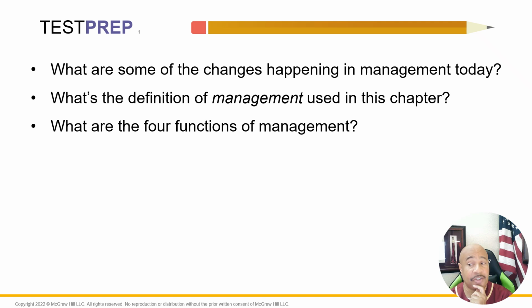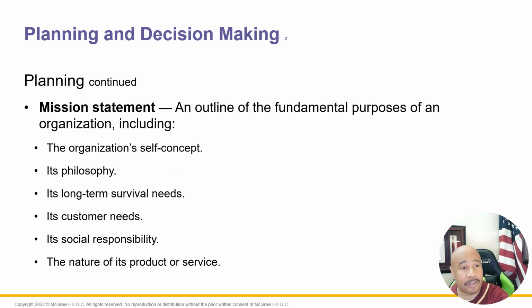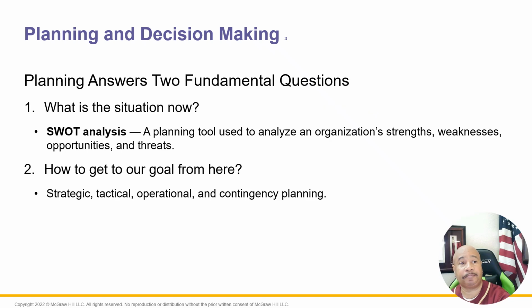What are the four functions of management? We talked about the four functions. The functions are planning, organizing, leading, and controlling. Planning and decision making, they follow hand in hand. Planning and decision making continue. Get the outline. Think of the company, what they really want to do. The organization's self concept, its philosophy, its long-term survival needs, its customer needs, its social responsibility, key. Chapter 5 spoke about that. And the nature of its products or services.